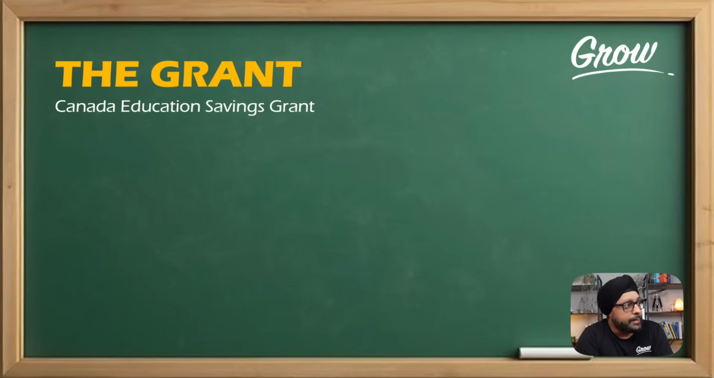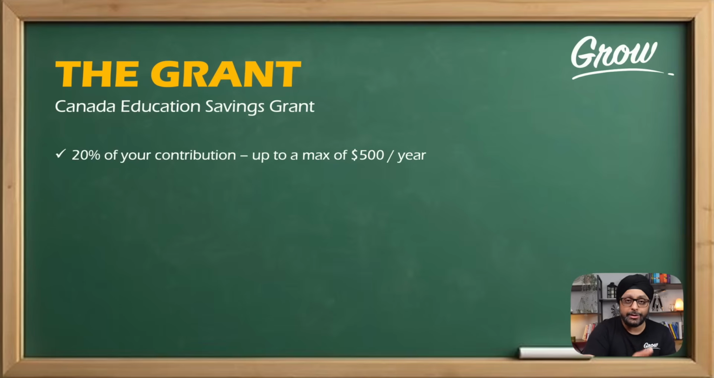Talking about the grant, the calculation goes like this. It is 20% of your contribution. So whatever you contribute, you get 20% of that, up to a maximum of $500 per year. That's why it's important to do it as early as possible, because the maximum that you can get as a grant is $500 per year, not more than that, irrespective of what your contribution is.